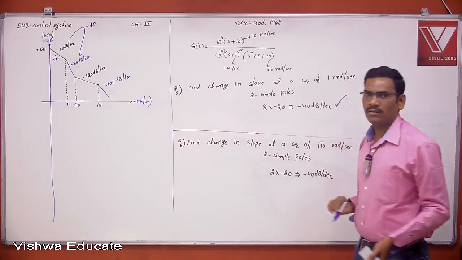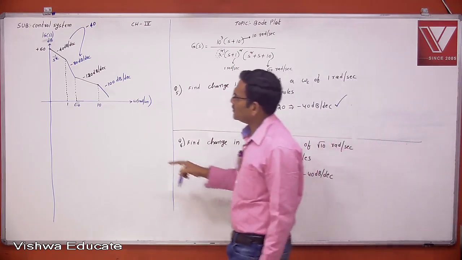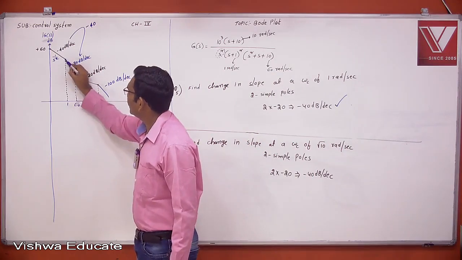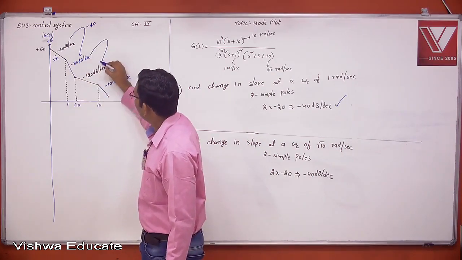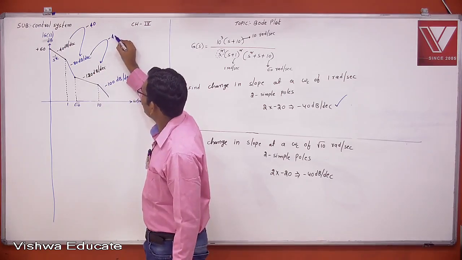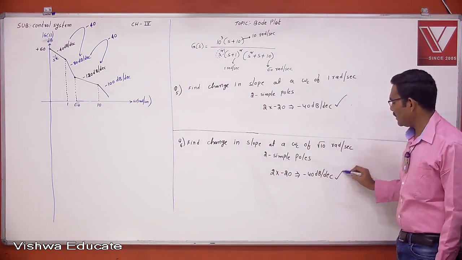Is correct or not? Next, at root 10 radians per second, what is the change in slope? At root 10 radians per second, minus 80 will become minus 120. Now the change in slope is minus 40. What is the change in slope at root 10 radians per second? It is minus 40.